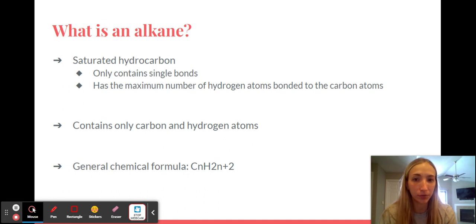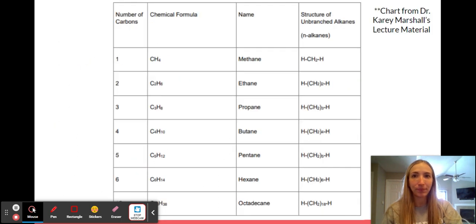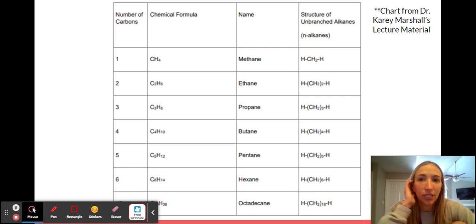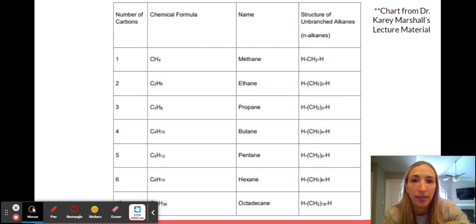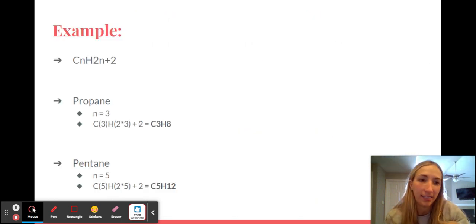They have a general chemical formula of CnH2n+2. I apologize, I could not get that formatting to work on here, but I think by now we all know what the formatting of that is supposed to look like. I did insert this chart that Dr. Marshall had in the lecture, just to show: one carbon, CH4, is methane; 2, ethane. And then on the next slide, I did an example of the formula. So it's again CnH2n+2.